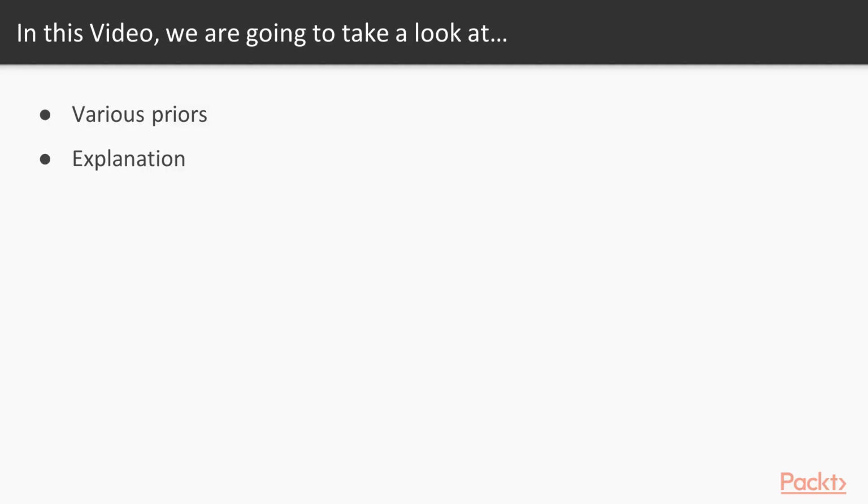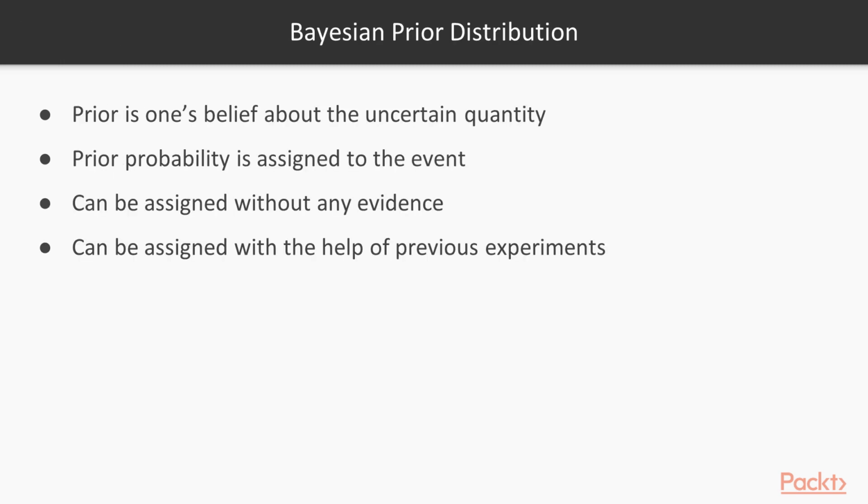In this video we are going to take a look at a couple of points. First of all, we will learn about the various priors available and also explain the conditions inside it. So let's start. First of all, the Bayesian prior distribution. In the first point, you can see that a prior is one's belief about an uncertain quantity. So basically, what is a prior? Prior is basically one's belief about the uncertain quantity, because you have no idea about that particular quantity, but you have a belief, and that is called a prior.